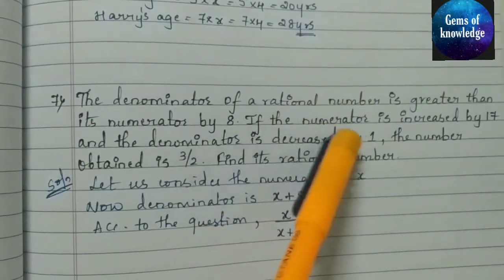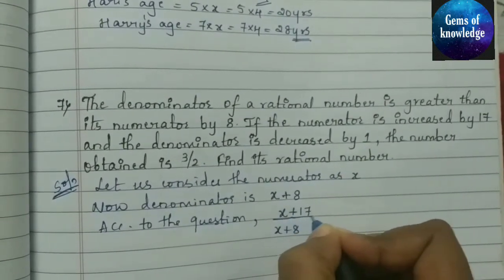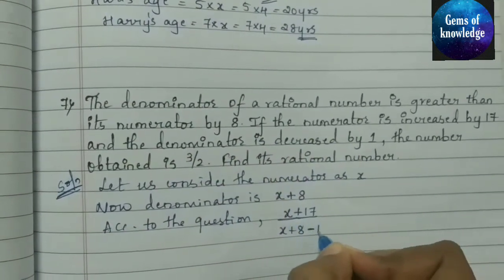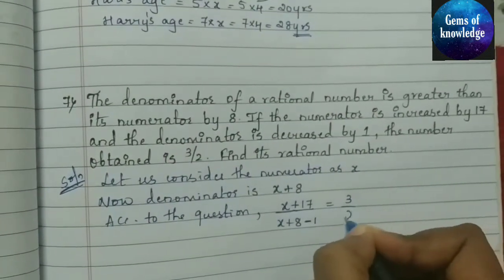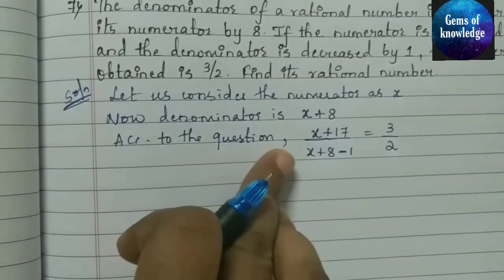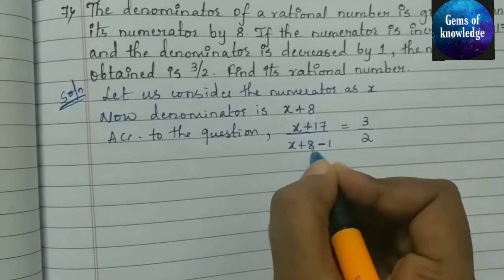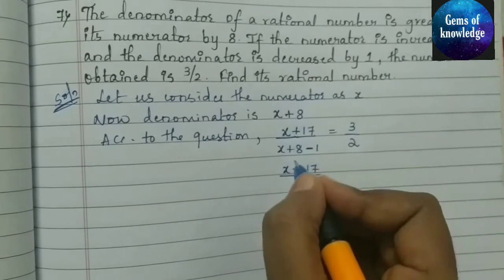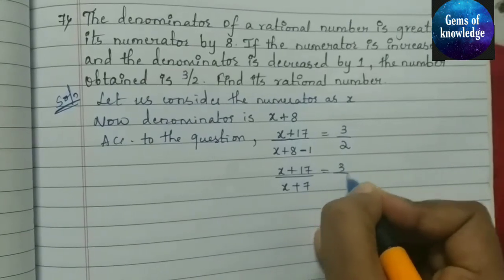Now if the numerator is increased by 17, we are increasing this numerator by 17, and the denominator is decreased by 1, so this will become minus 1. The number obtained is 3 by 2. Find the rational number. We have to find the value of x. So here also what we have to do is cross multiply. Before cross multiplying, this will become x plus 17, and here we will get x plus 8 minus 1 is plus 7, which is equal to 3 by 2.